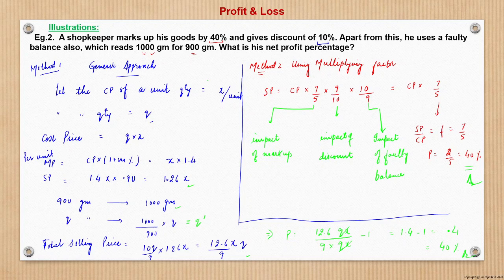So basically what we did, we have to find the final SP. Final SP will be CP into some factors, right? Markup will have an increasing impact on the selling price, because if we are increasing the markup, we are increasing the selling price effectively. Then discount will have a decreasing impact, and the faulty balance will have an increasing impact. So the total factor we found out to be 7 by 5, and this is nothing but 40%. This way is very simple, and we can get the answer in very less time. So this is the preferred method.